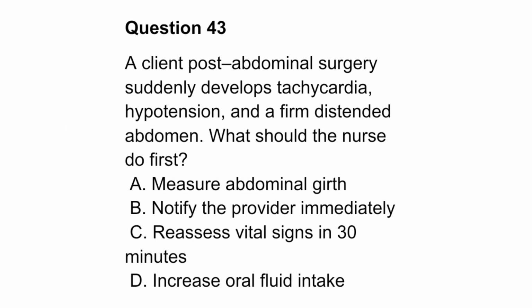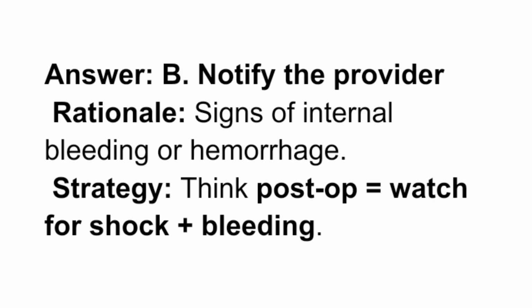Question 43. A client post-abdominal surgery suddenly develops tachycardia, hypotension, and a firm distended abdomen. What should the nurse do first? A. Measure abdominal girth. B. Notify the provider immediately. C. Reassess vital signs in 30 minutes. D. Increase oral fluid intake. Answer: B. Notify the provider. Rationale: signs of internal bleeding or hemorrhage. Strategy: think post-op equals watch for shock plus bleeding.